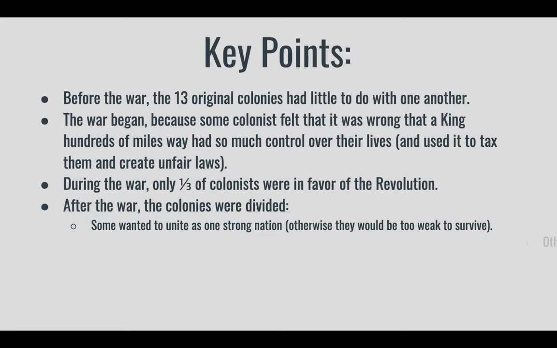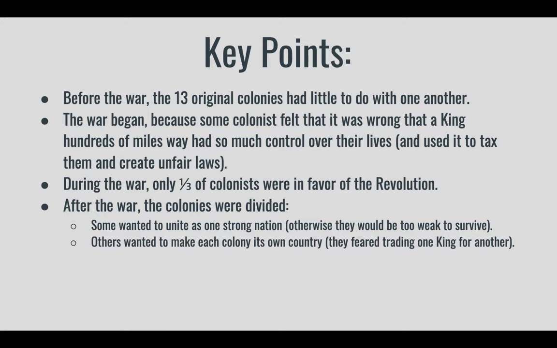And the other side of things was like, we just fought this big long war to get rid of a king. I'm not super excited about the idea of having some sort of central government that controls all of us. I think that we should all be our own country so that we can do things the way that makes sense for our individual needs and circumstances.